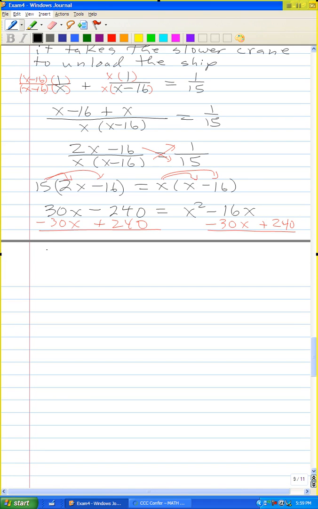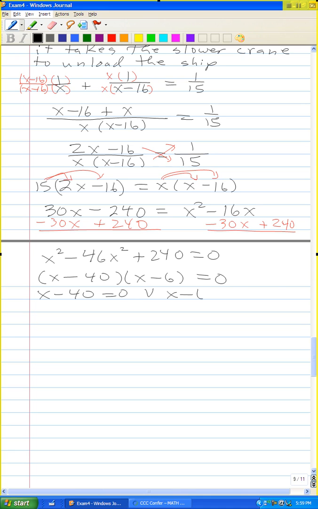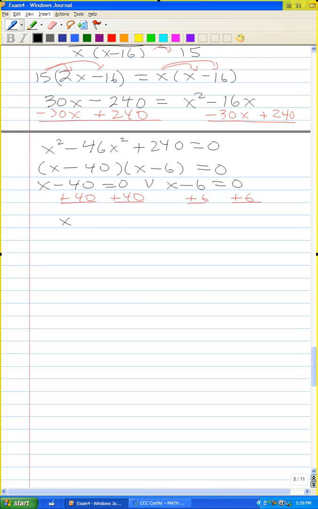So I get x squared minus 46x plus 240 equals 0. Oh, I can factor that. x minus 40, x minus 6 is 0. So I get x minus 40 is equal to 0, or x minus 6 equals 0. Add 40 to both sides of your equation. Add 6 to both sides of your equation. So x is equal to 40. x is equal to 6.